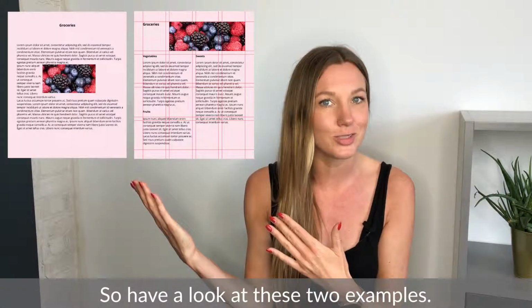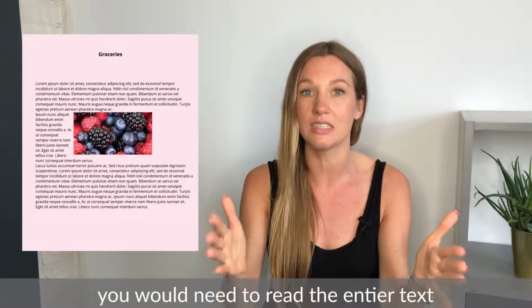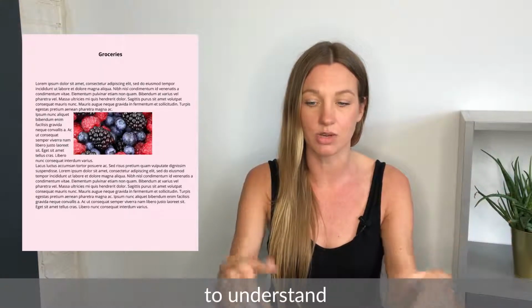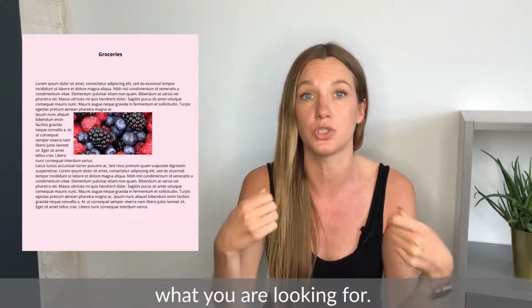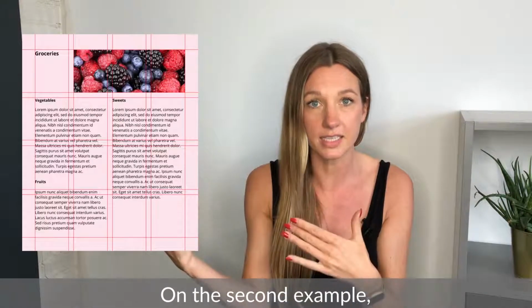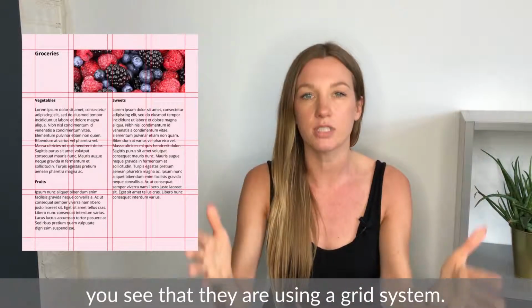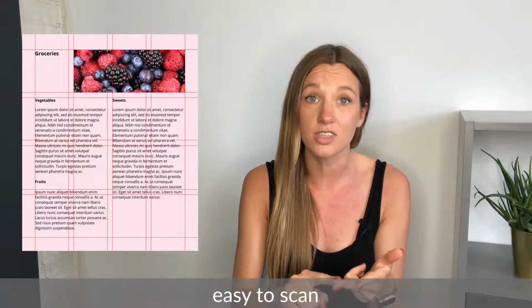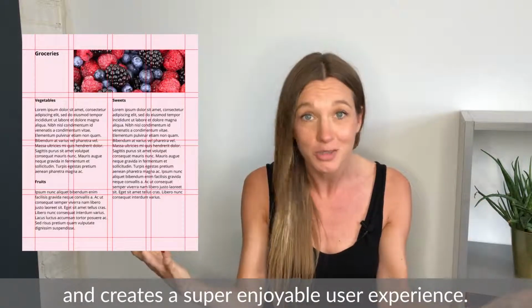So have a look at these 2 examples. On the one side, you would need to read the entire text to understand if it actually contains what you're looking for. In the second example, you see that they're using a grid system. It's easy to read, easy to scan, and creates a super enjoyable user experience.